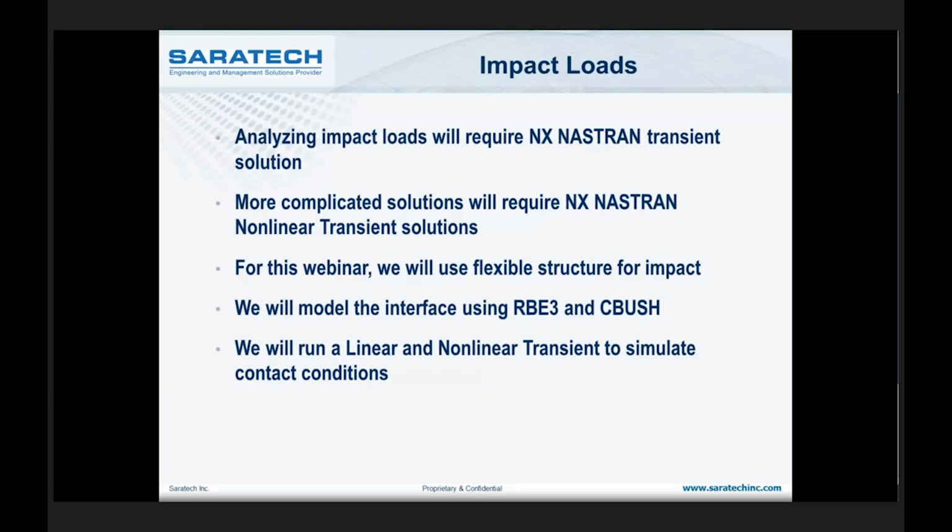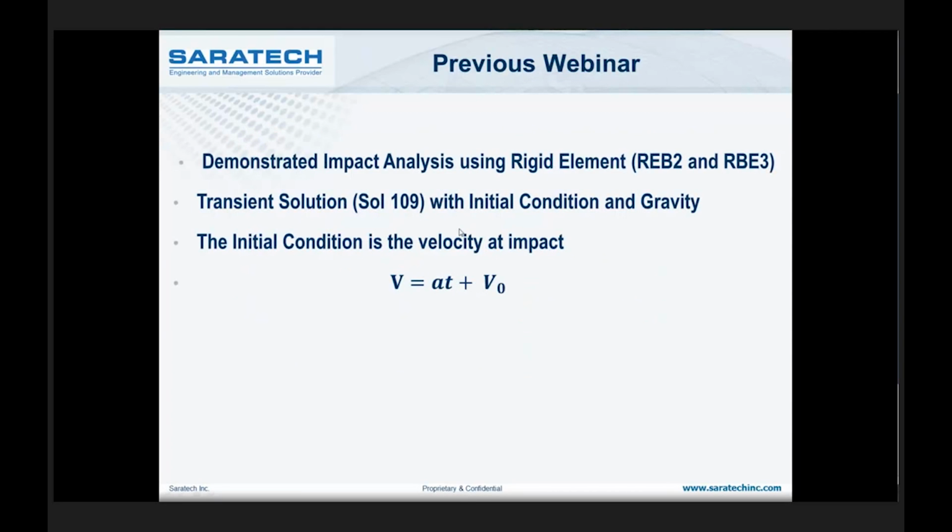What I'm going to do is create the interface. I'm going to use the RBE3s and CBush. I'm going to show you the wrong way to do it first and then the right way to do it. Then I'm going to run a linear, nonlinear transient to simulate the contact conditions, and we'll compare the results.